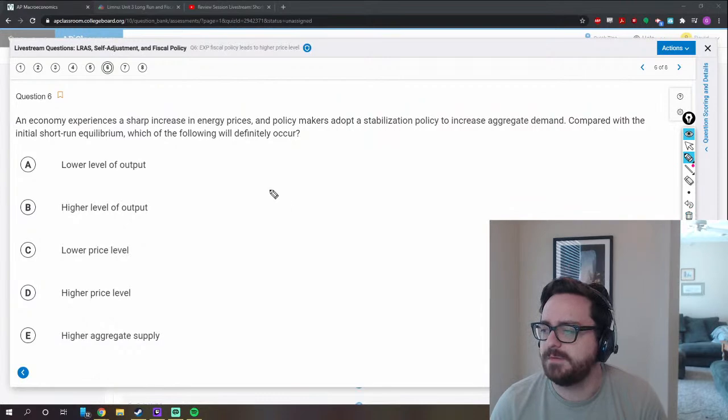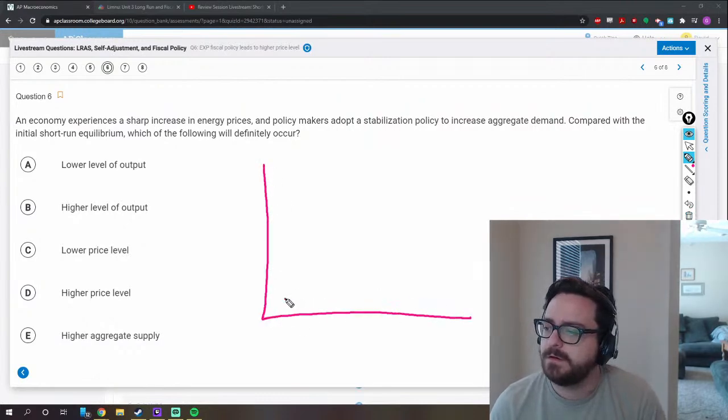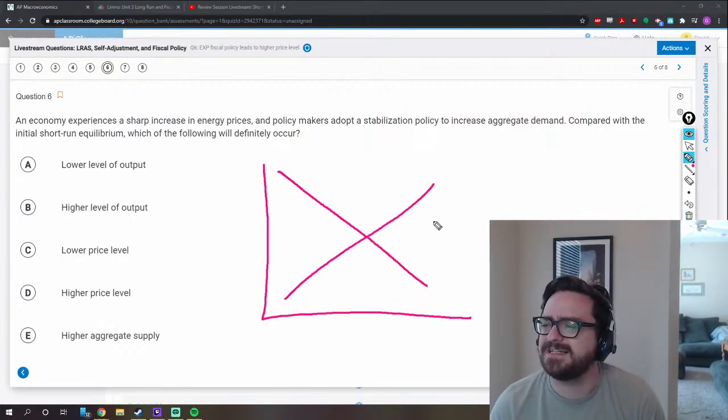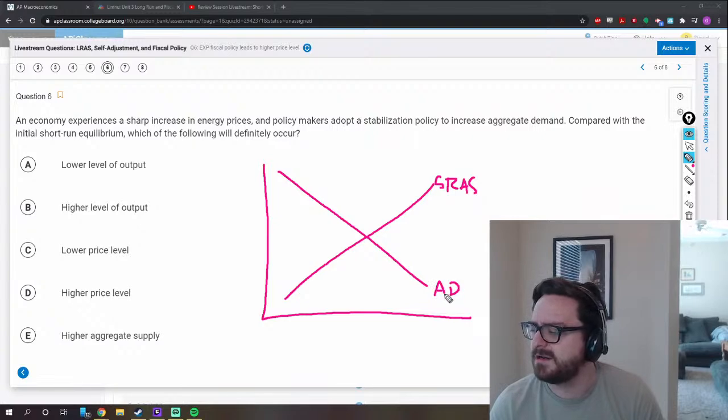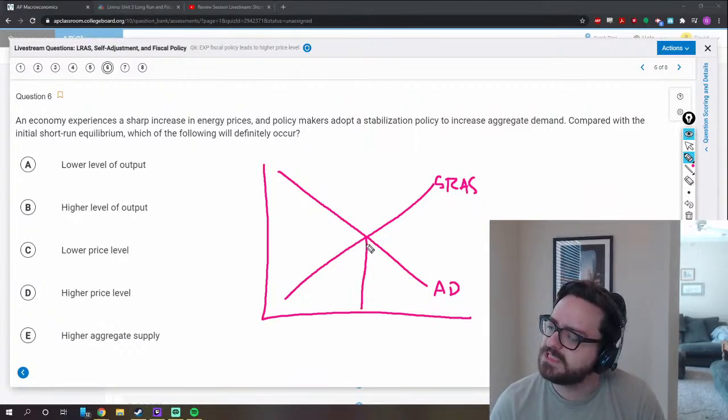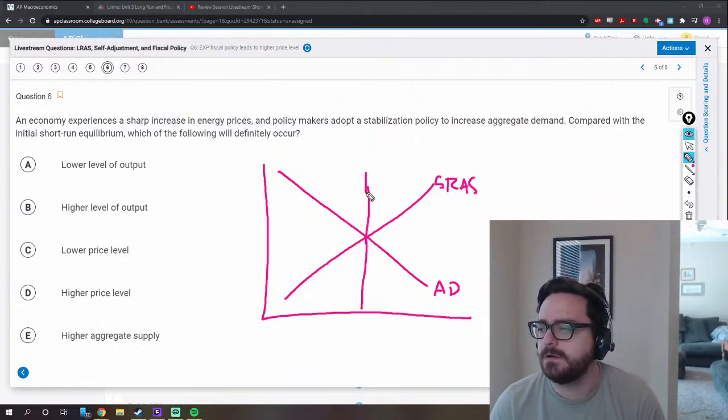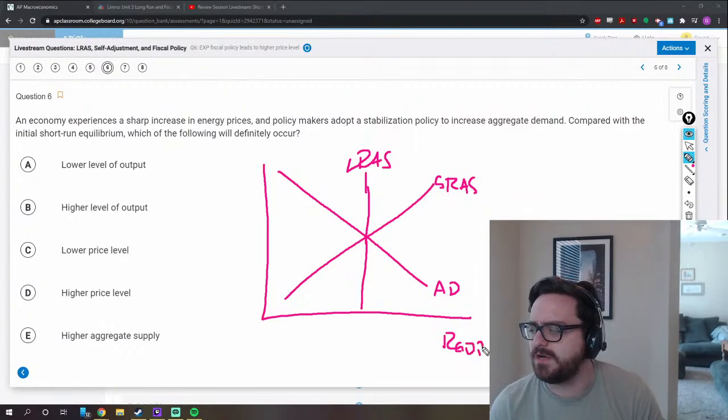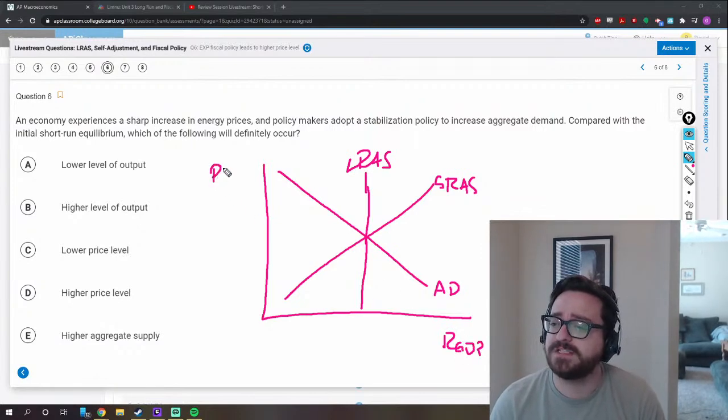That's too far. I need to move that more this way. Here we go. So we got initial. It doesn't technically say long-run aggregate supply, but it says a stabilization policy, so I'm going to assume long-run aggregate supply was in the middle. It'll actually help me with it too. So I started off with full employment equilibrium, which I'm only saying because I kind of know what this statement is going to tell me to do.